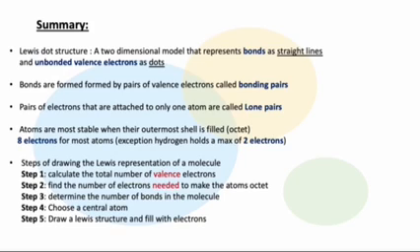Steps of drawing the Lewis representation: 1, calculate the total number of valence electrons. 2, calculate the electrons needed. 3, apply the rule to calculate the number of bonds. 4, choose the central atom. And 5, do the Lewis structure by filling the electrons.